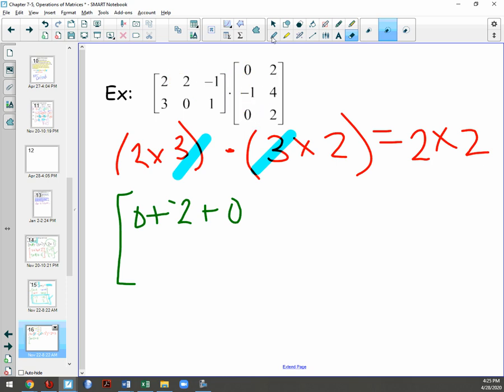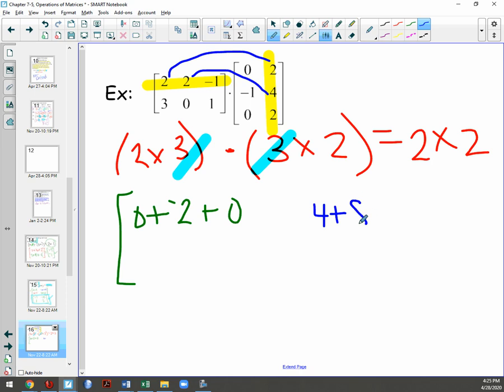Now I'm going to go ahead and do row 1 and column 2. So that is going to give me 2 times 2, which is 4, plus 2 times 4, which is 8, plus -1 times 2, which is -2. So now I've done row 1 with column 1 and column 2.